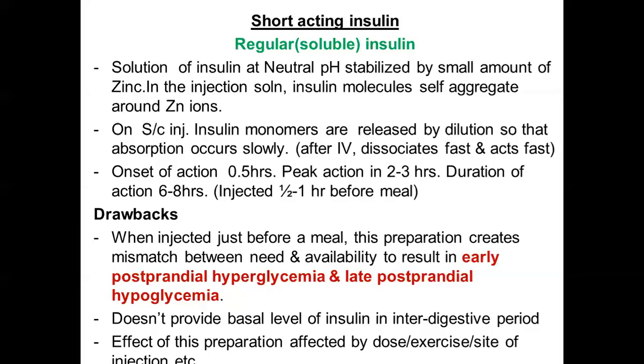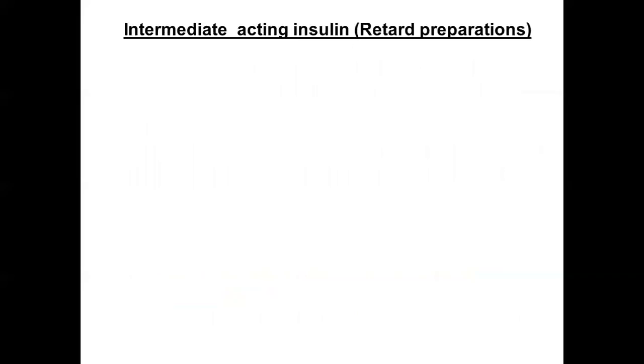If you give a larger dose, the action will be longer. And with exercise also, and the site of injection also, the duration of action seems to be changing. So these things can affect the action, and it can cause a lot of problems in patient control of the hyperglycemia. Then we have got the intermediate acting insulin or the retard preparations.